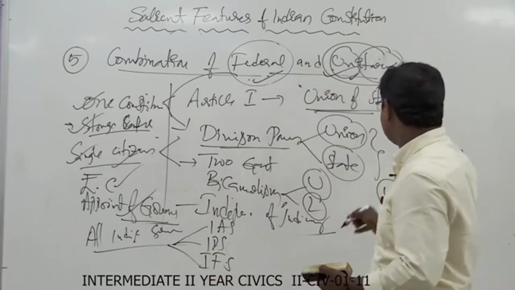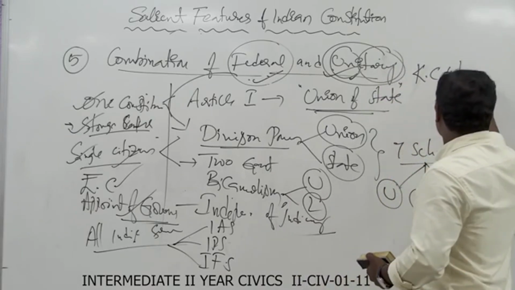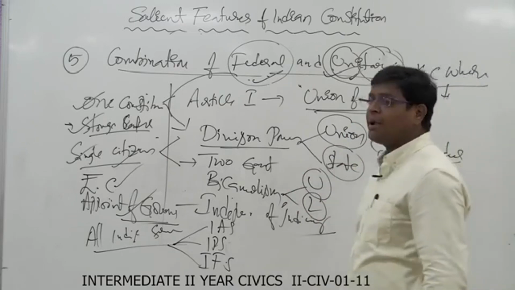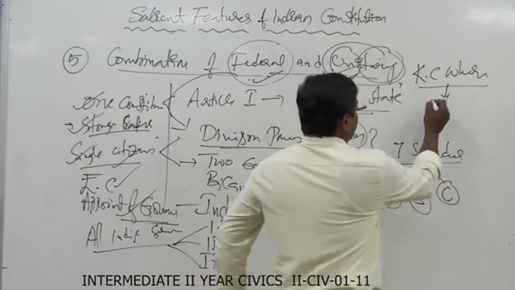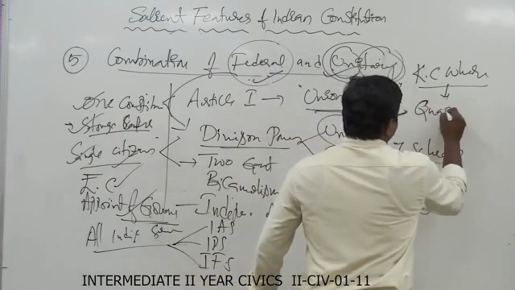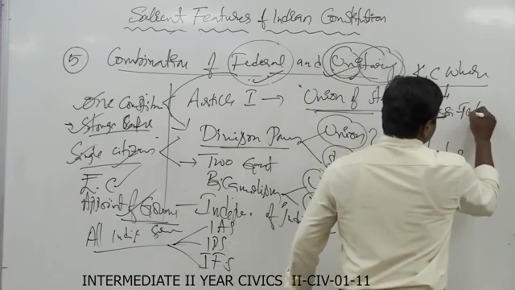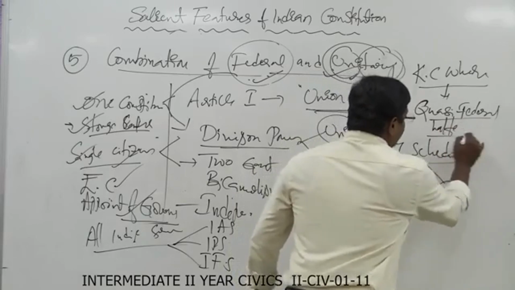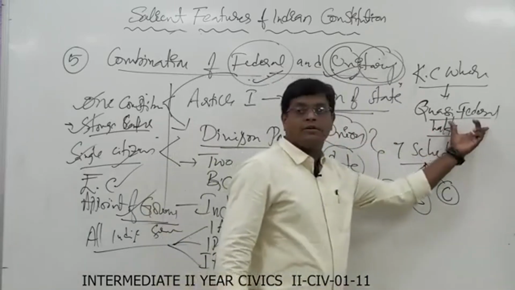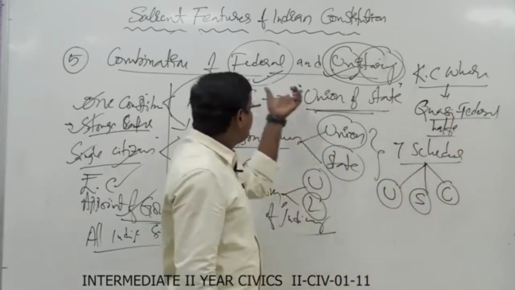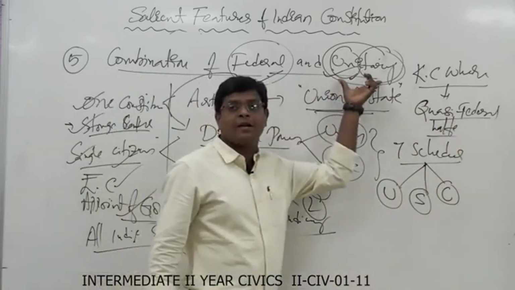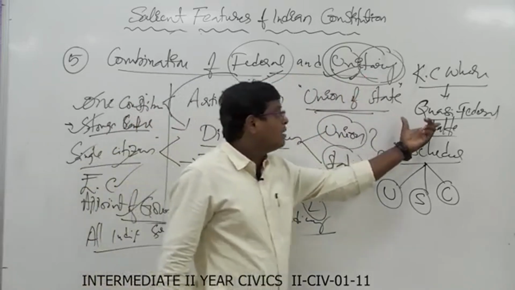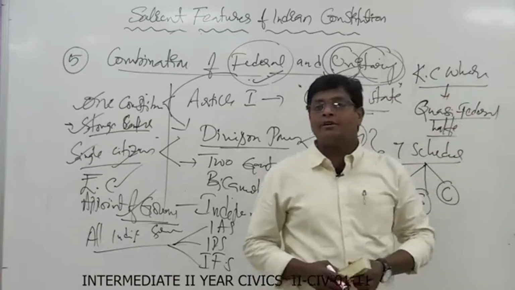You know very well K.C. Wheare, a popular constitutionalist. He described the Indian Constitution as quasi-federal. That means federal in form, unitary in spirit, according to K.C. Wheare. And also Ivor Jennings.